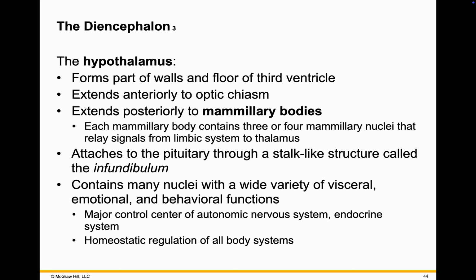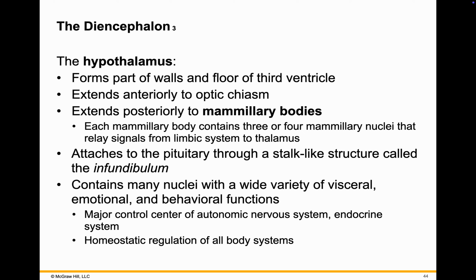The hypothalamus forms part of the walls and floor of the third ventricle, extends anteriorly toward the optic chiasma, and posteriorly toward the mammillary bodies. Those mammillary nuclei relay signals from the limbic system to the thalamus. It attaches to the pituitary through a stalk-like structure called the infundibulum, and contains many nuclei with a wide variety of visceral, emotional, and behavioral functions. It is a major control center of the autonomic nervous system as well as the endocrine system. It's involved in the homeostatic regulation of most body systems.